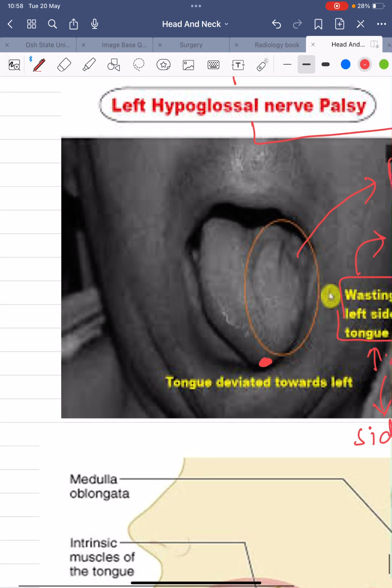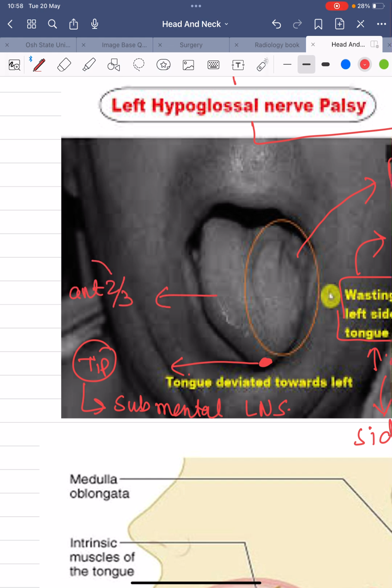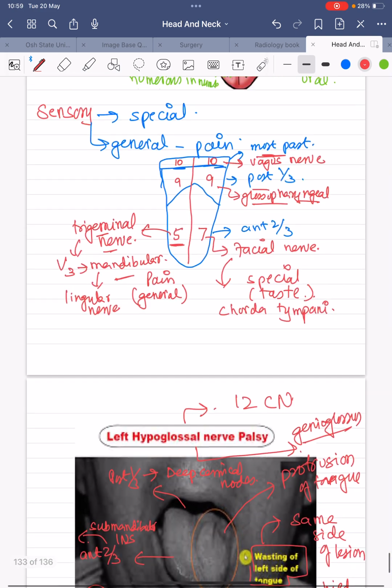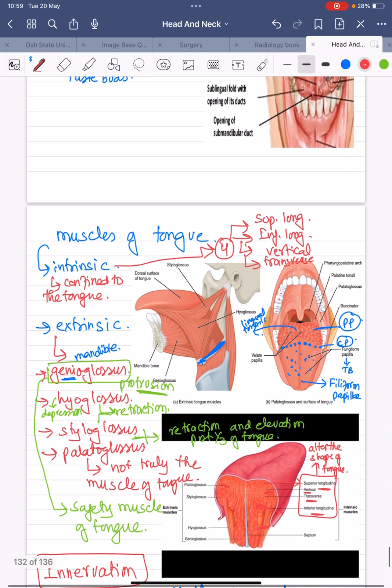Lymphatic drainage is important because, see here, the tip of the tongue lymphatic drainage is draining into your submental lymph nodes, anterior two-third is draining into the submandibular lymph nodes, and posterior one-third is draining into your deep cervical lymph nodes. Okay, so these are the important points of the tongue, muscles of the tongue, its clinical relation, hypoglossal nerve. Okay, everything. So I hope it is clear to all of you.